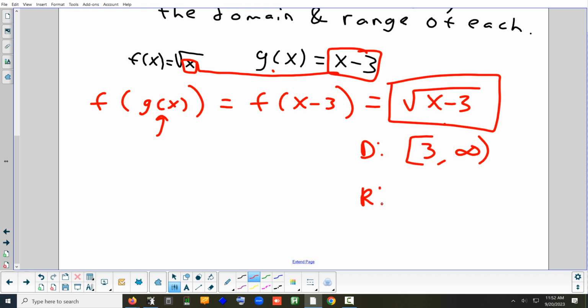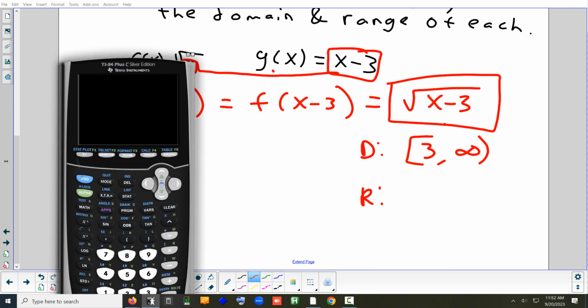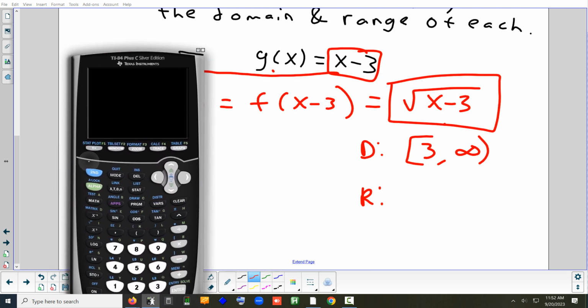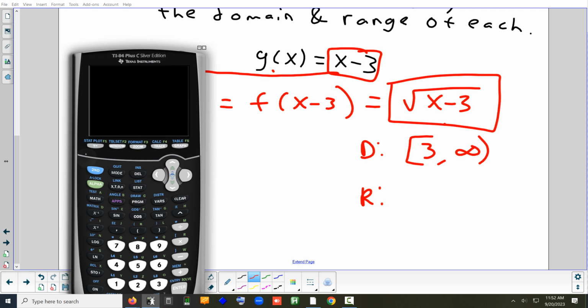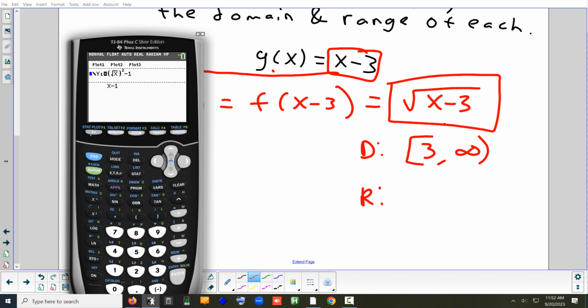Range. So range, I said that's where we use the calculator. So there's nothing I have to worry about plugging in that's going to cancel. Nothing canceled like square and square root. So you can type in the final answer. Square root of x minus 3.